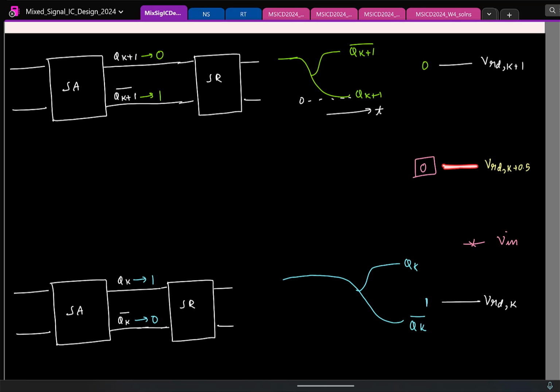Till I reach here, the top one will be faster, bottom one will be slower, and the moment I cross here, the situation reverses. So this is one difference we can see when the input is lying here or here, right? So I'll write this out. So if the input is lying in this range, I find that the top comparator is finishing faster. So I'll basically write it like this: Qk plus 1 goes to 0 before Qk bar goes to 0.